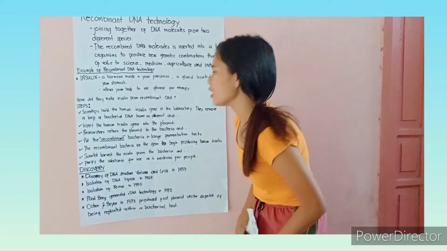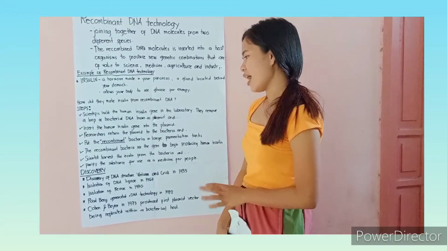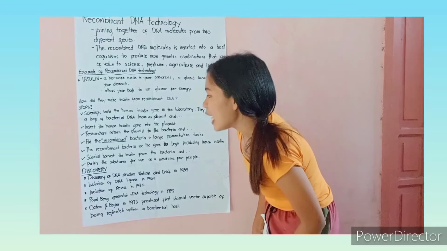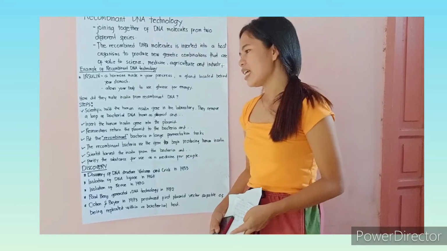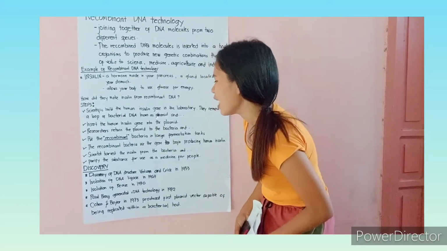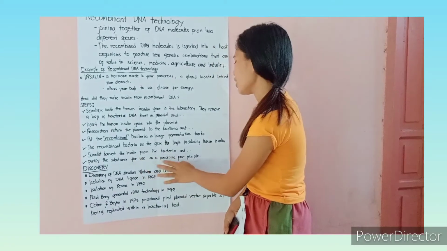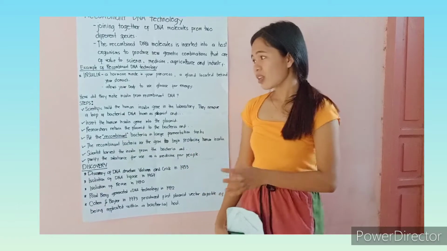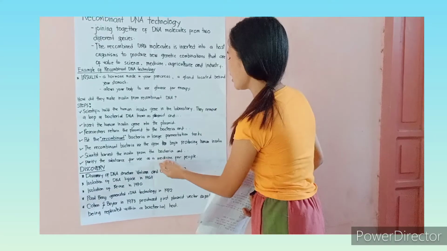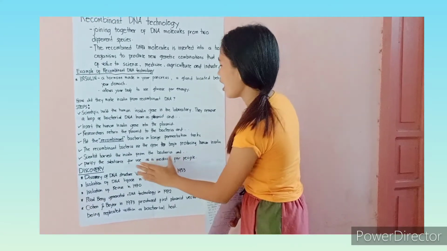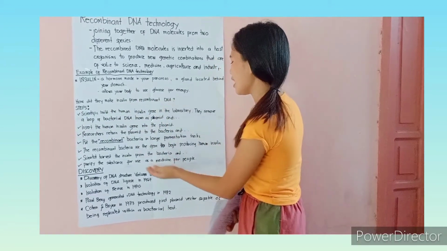And for the fourth, put the recombinant bacteria in large fermentation tanks. And the fifth step, the recombinant bacteria use the gene to begin producing human insulin. Sixth, scientists harvest the insulin from the bacteria, and lastly, purify the substance for use as a medicine for people. So these steps can produce a new product, which is the medicine for people.